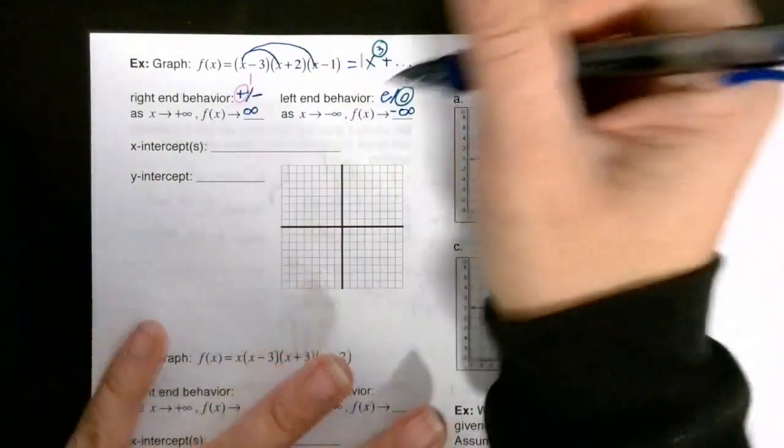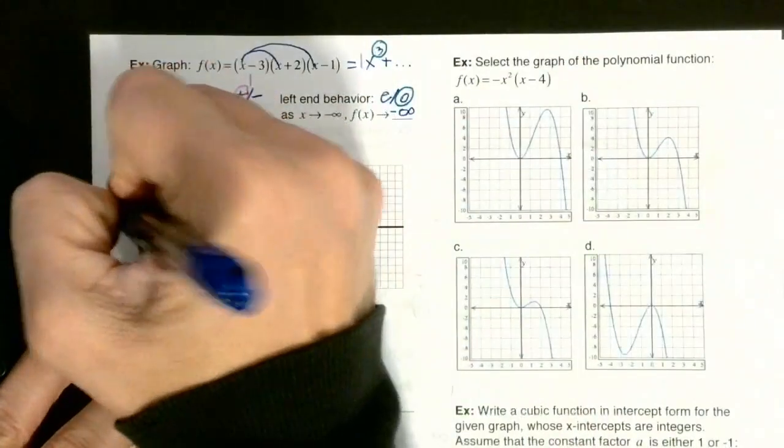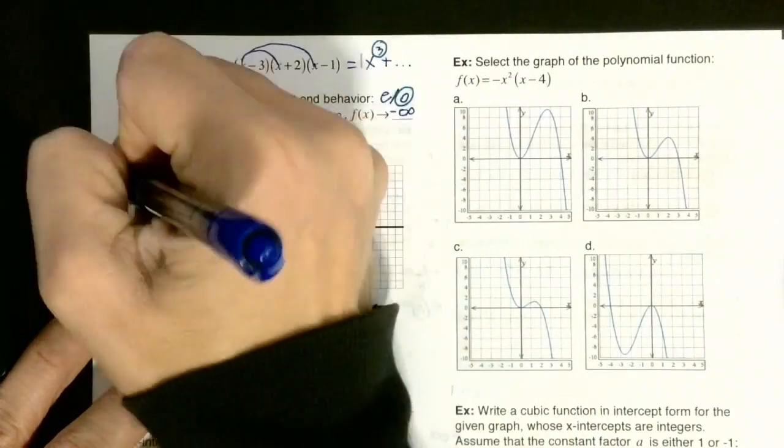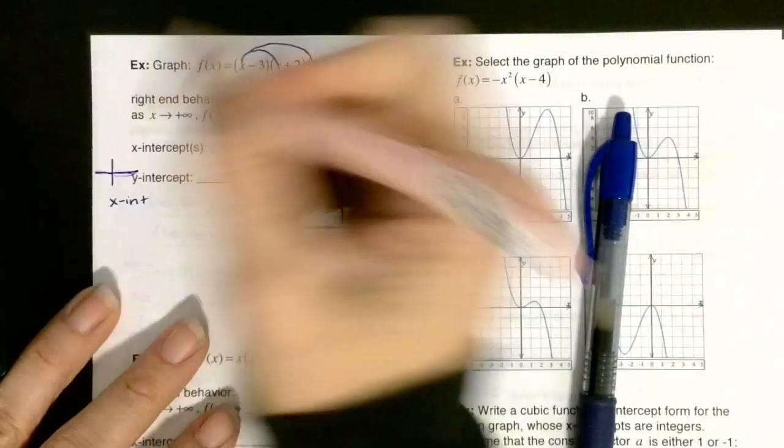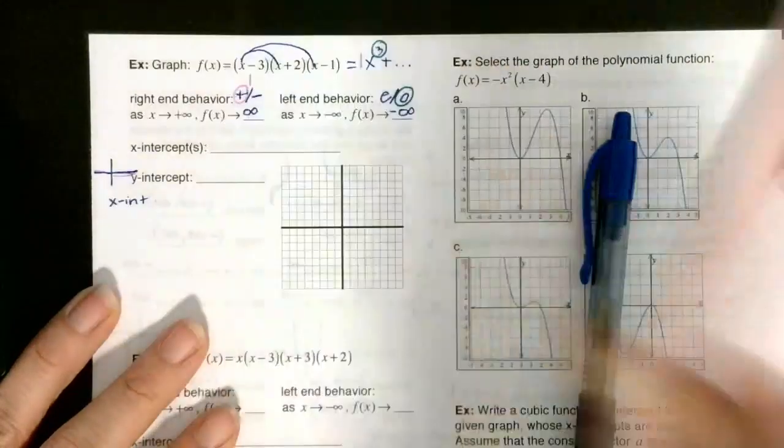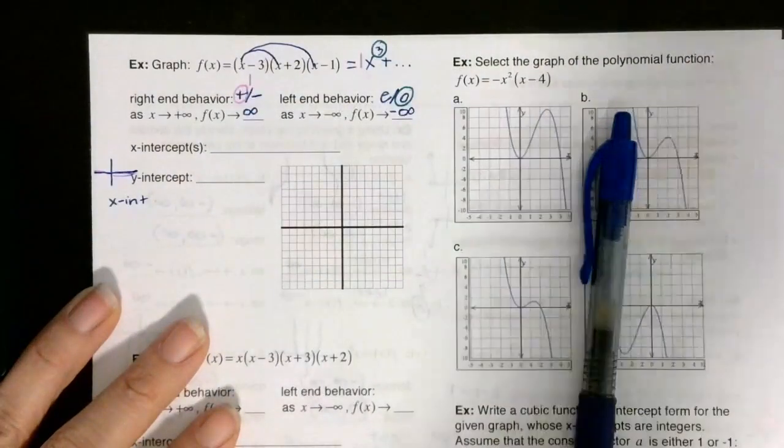All right, no problem. X-intercepts. What did we say about the x-intercepts? We said if you want to find the x-intercepts anywhere on that x-axis, that tells us that y equals 0.